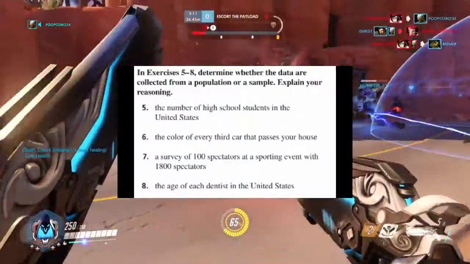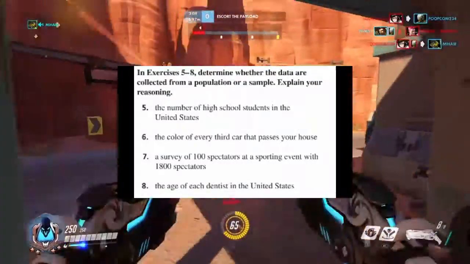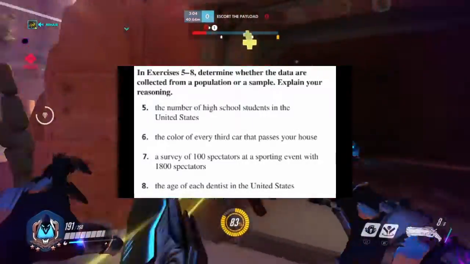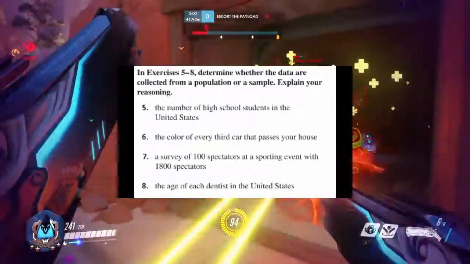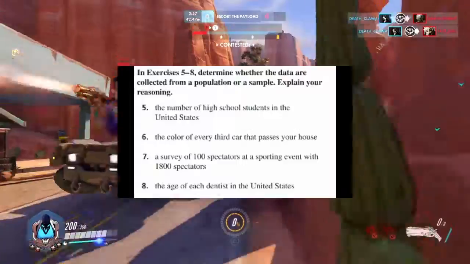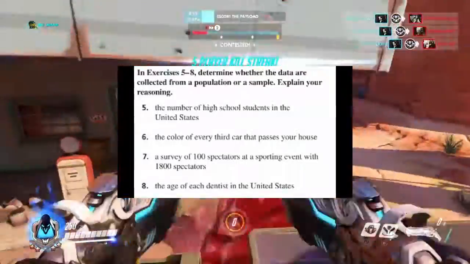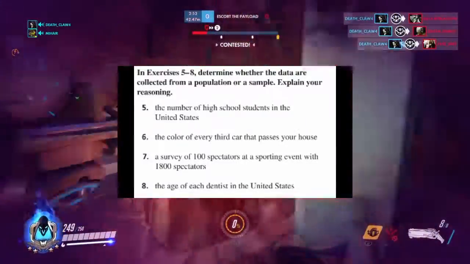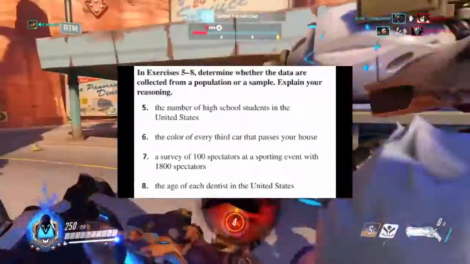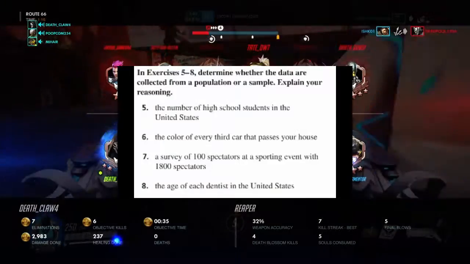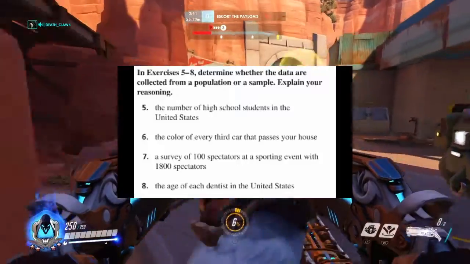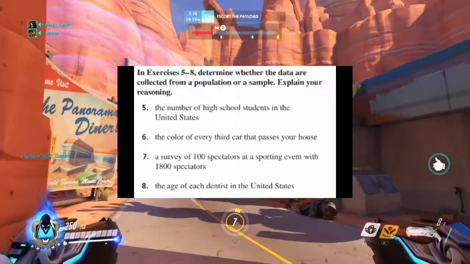For number 5 here, it's asking you to determine whether data is a population or a sample. For number 5, it's a population because it's a whole thing. It's all the number of high school students in the United States. If it said something like the number of female high school students in the United States, that would be a sample because it's not the entire population. It's not all of it, you know.